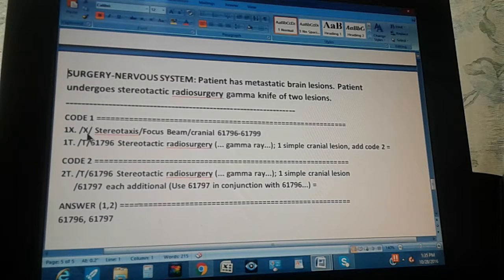The code 1 through the index is found like this. First, you go to the index. Then you start with stereotaxis. Then you go to focus beam. Remember, we told you that the gamma knife works with focus beams. That's the only thing you need to know for this. And then cranial, because the brain is in the cranial. Then you go to 61796 through 61799, so we have all those codes.